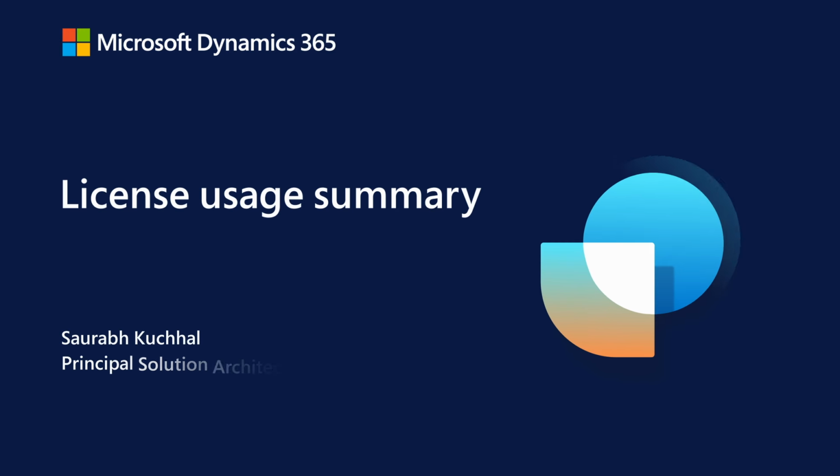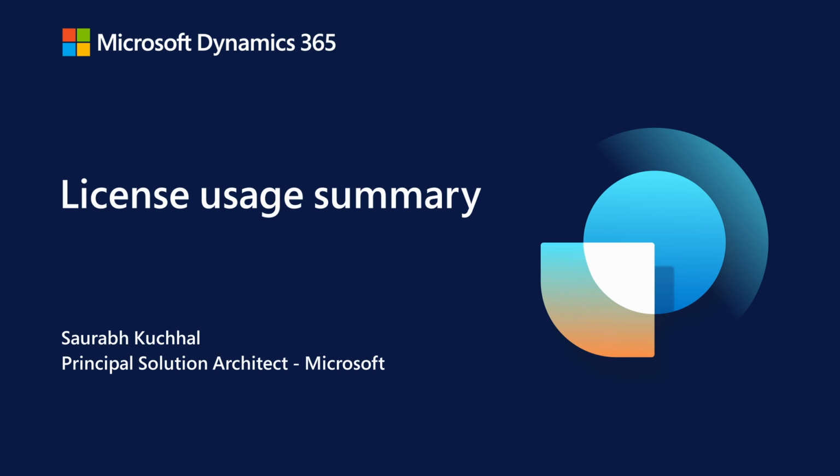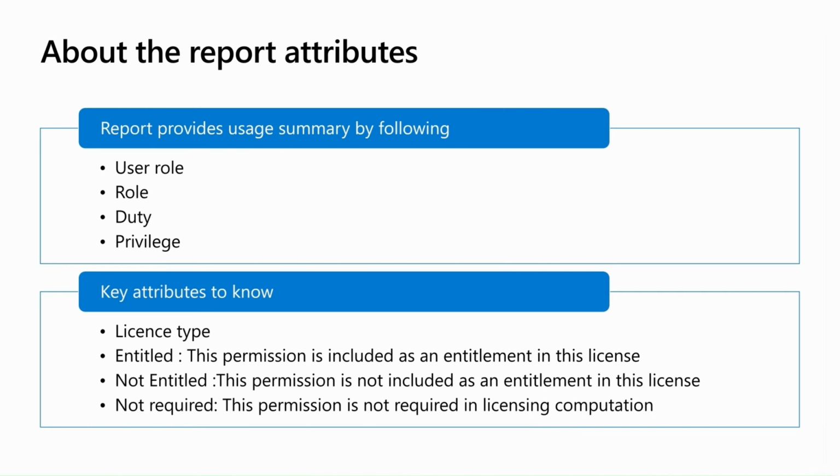Please enable both, license usage summary in user security governance, to analyze users by role, license, and drill into the role, duty, or privilege chain. You can focus on items labeled as entitled, which are covered, and not entitled, which require a higher or different license. The report can be generated by different attributes like user, role, license, duty, or privilege level.